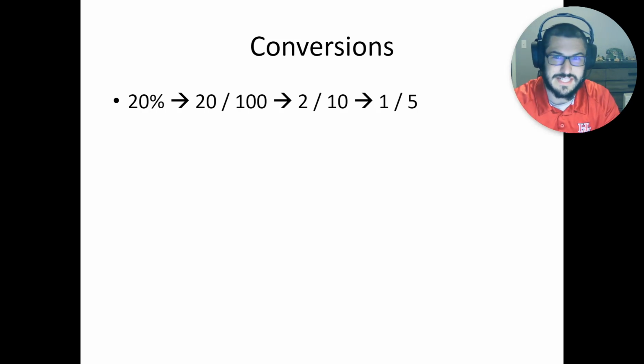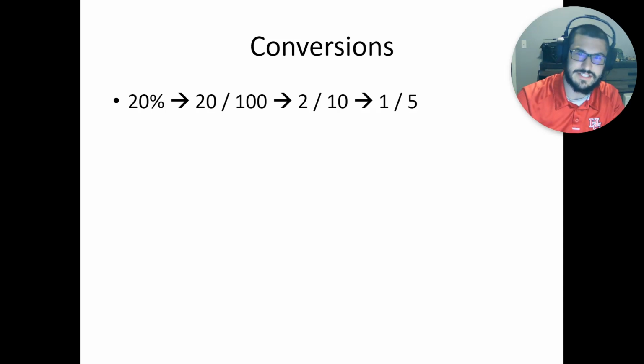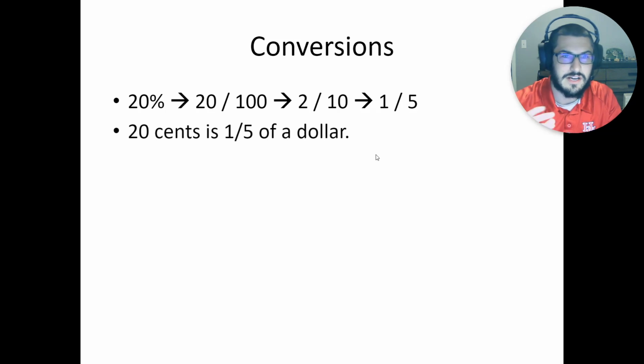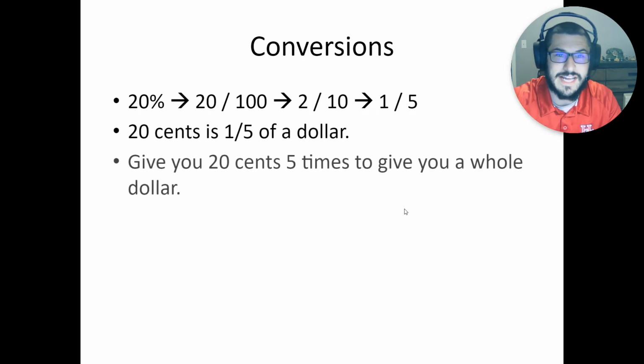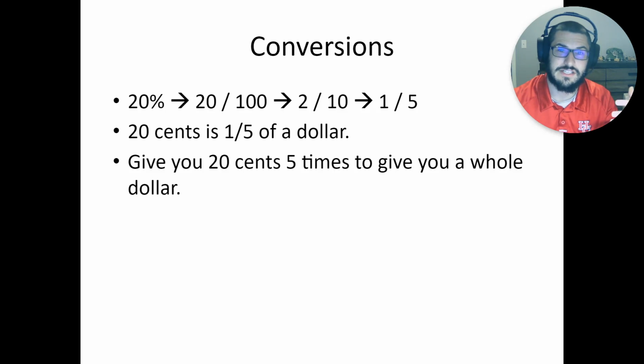We can reduce that down to 2 out of 10, which reduces down to 1 out of 5. Again, that's from a previous video that you may have watched. If you are unsure about how to do those fractions, then you may want to jump over and do the fractions and decimals video as well. So that means that 20 cents is 1/5 of a dollar, and if you give 20 cents 5 times, then you gave a whole dollar. 25 times is a whole dollar.